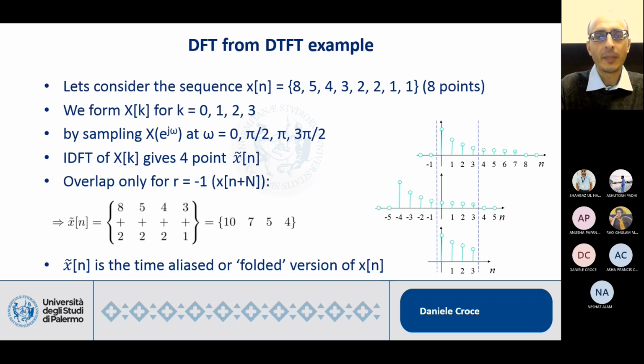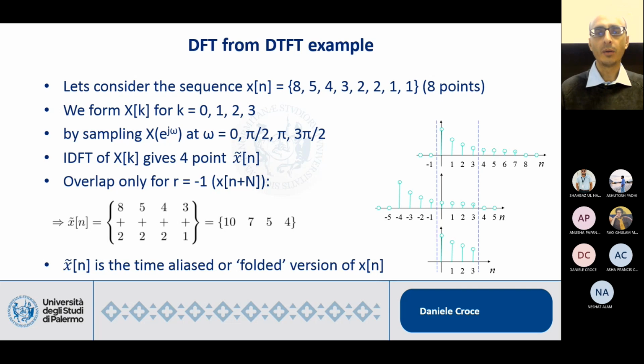So as I repeat, in the graph, on the top you have x, the original sequence x of n. The one in the center is x of n plus 4, so we shift by 4. And then the result at the bottom is x tilde of n, which is the sum of the repetition.